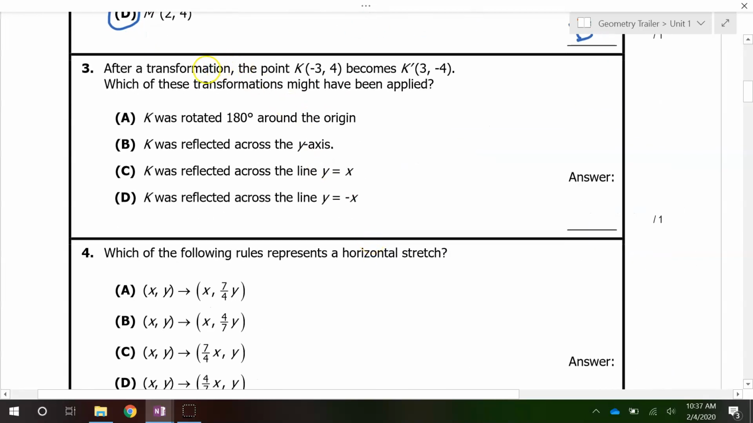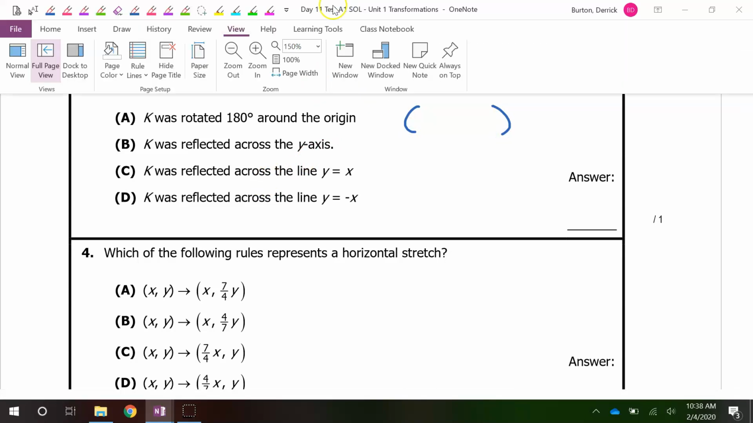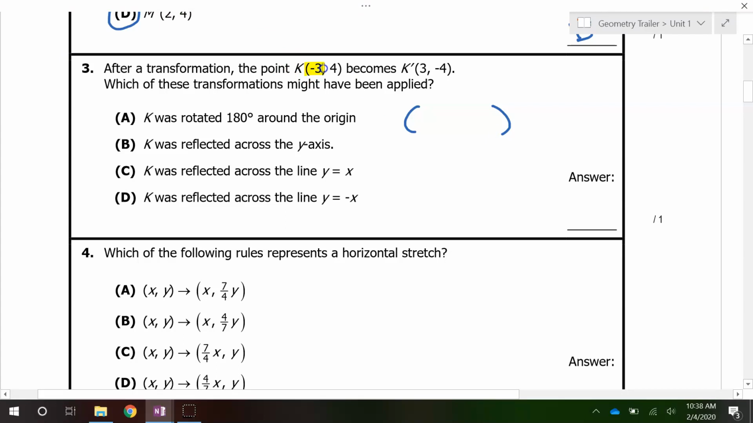Problem number 3. A transformation changed point K into K prime. Now, which transformation is it? All right, let's think about it. So let's start by looking at the x value. The x value went from -3 to +3. So first of all, did it stay first? Yes, the x value stayed in the first spot. Now, did it stay the same or is it the opposite? Well, it went from -3 to +3. So that's the opposite, so I need a negative sign right here.